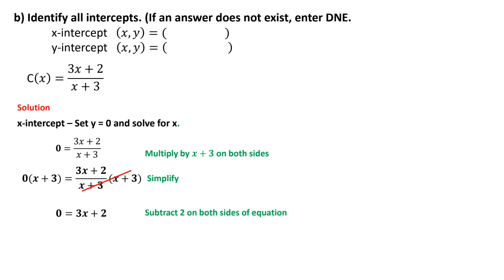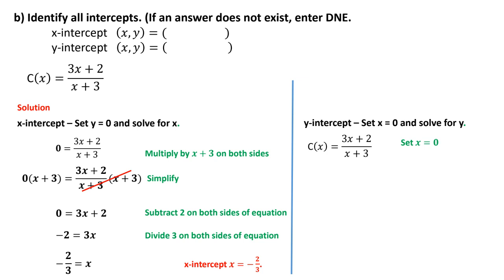Now we can solve by subtracting 2 on both sides. This gives me -2 is equal to 3x. Then I'm going to divide by 3 on both sides. And when I do that, I find my x-intercept. This function has an x-intercept at x = -2/3.